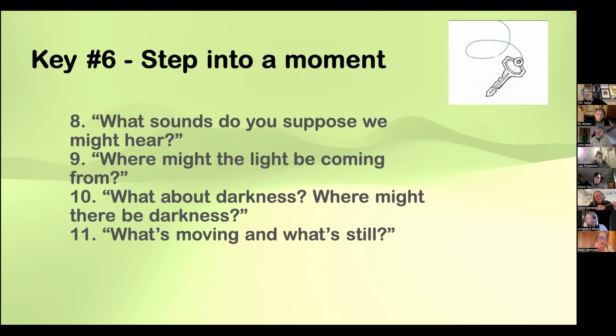What sounds do you suppose you might hear, or she might hear, or we might hear? Where might the light be coming from? What about the darkness? Where might there be darkness? And what's moving and what's still? By the way that you spoke there, you created this sense of a before, of her running, the movement of her running. As she was running, just go through the light and the darkness elements. Can you see her running?